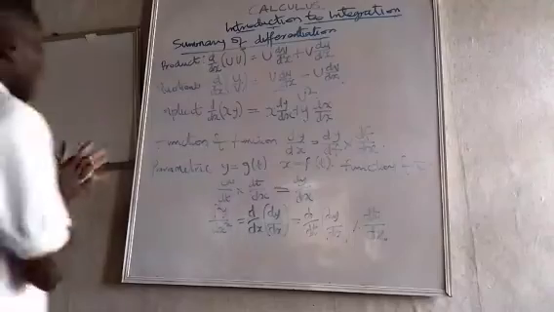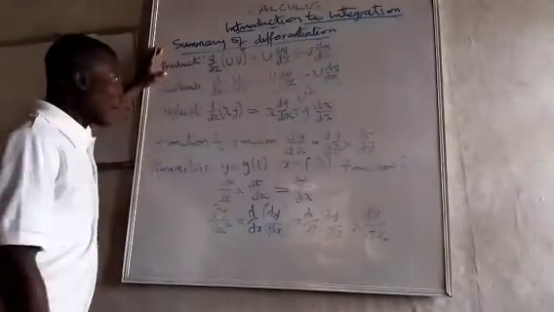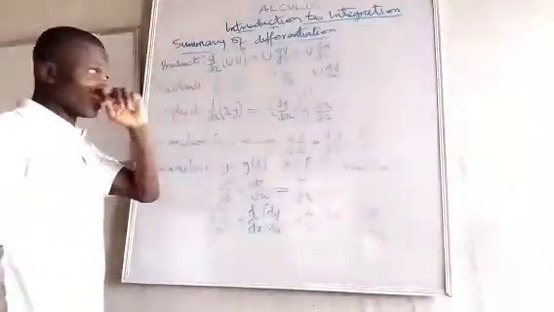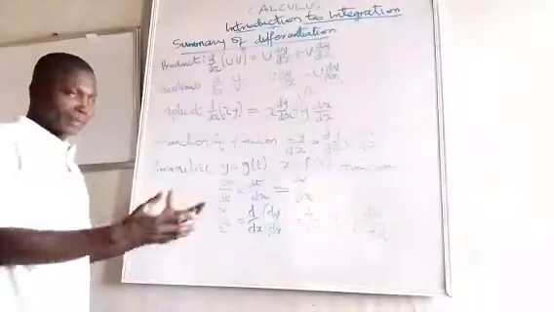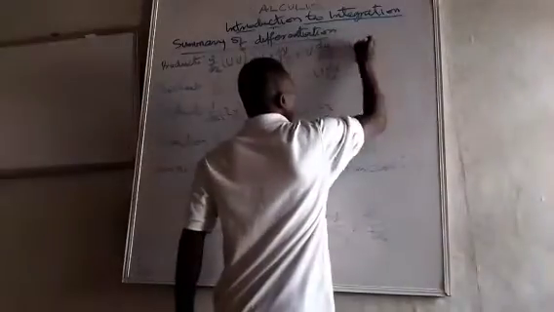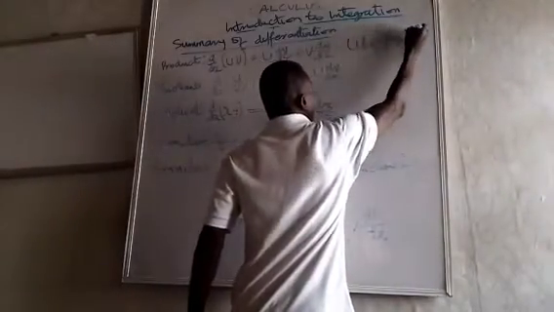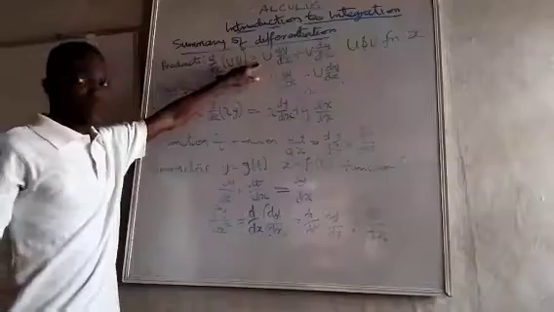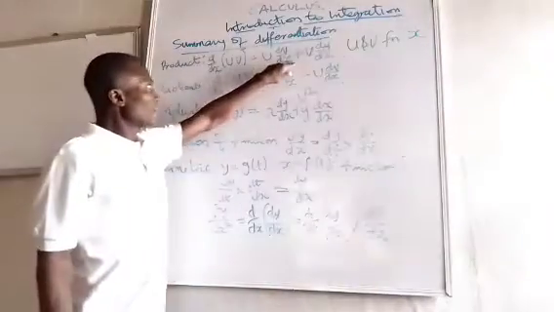Now let's look at some other results we derived. We talk about the product rule, when u and v are functions of x. So this is what we do: u dv dx plus v du dx.